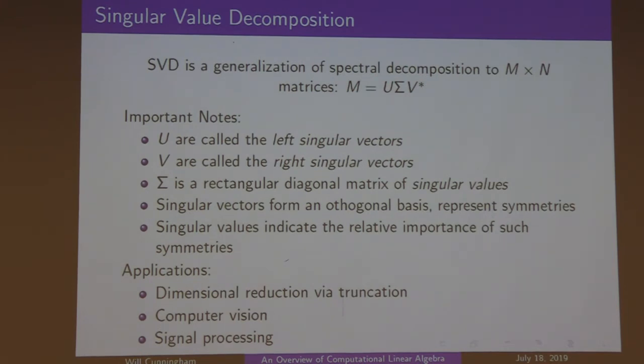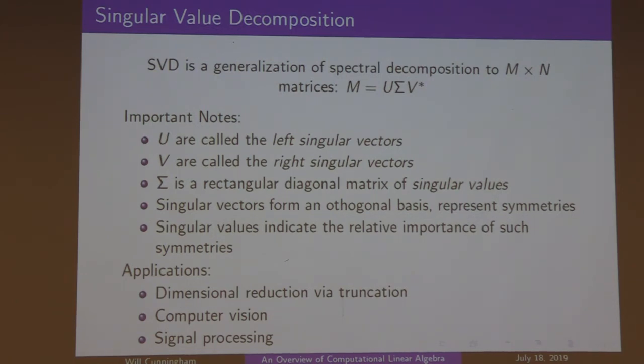It's important for physics in particular, not only because the vectors form an orthogonal basis, but they represent symmetries of your system, okay? And the singular values are indicating the relative importance of such symmetries.